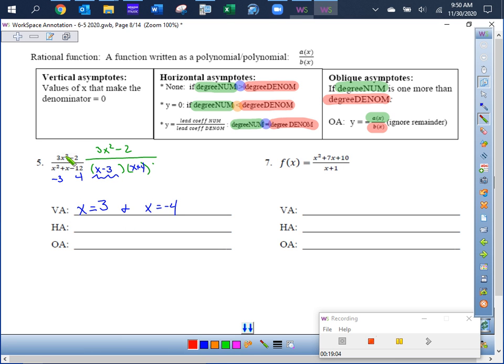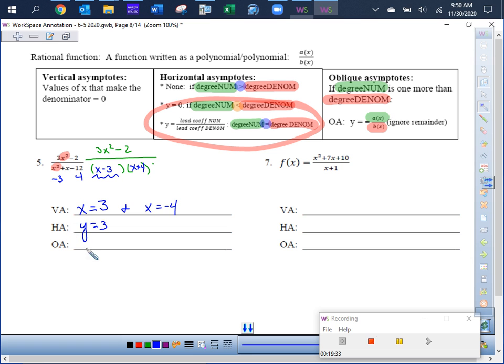Leading coefficient of this guy is a 2. Leading coefficient of this, degree. Degree of this guy is a 2. Degree of this guy is a 2. Aren't those degrees the same? So that puts us in this category, the third one, and that's where we go with their leading coefficients. Y is going to equal, because it's horizontal, the leading coefficients over each other, which is just what? 3 over 1, aka we'll just put 3, you know, in that situation. And then because there's a horizontal asymptote, there is no oblique asymptotes.